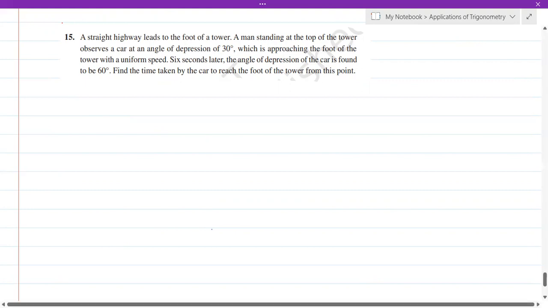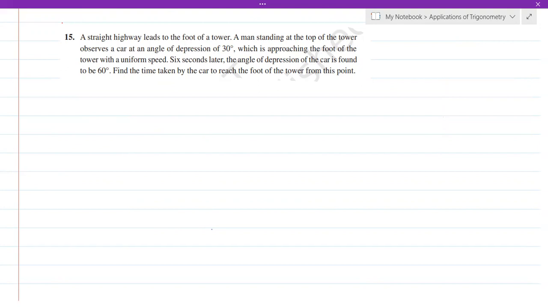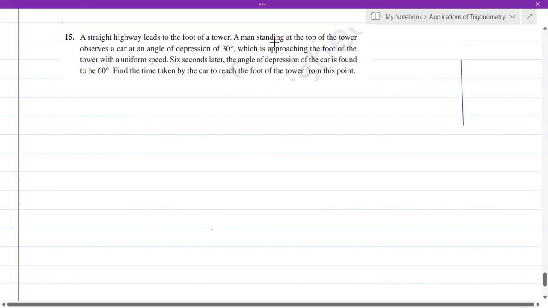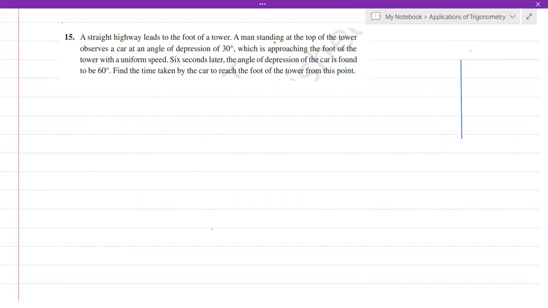Now, what we have got is a tower. Let's say AB is the tower. Let me draw it. And there is a person who's on the top of the tower, and he is observing a car. Obviously, it will be angle of depression. Let's say the car is at point C now. This is point C where the car is.